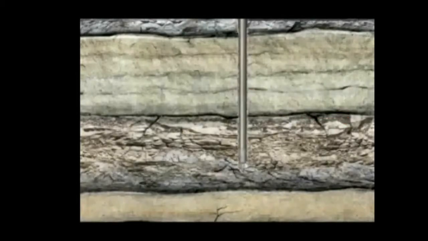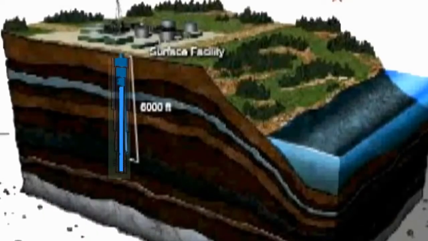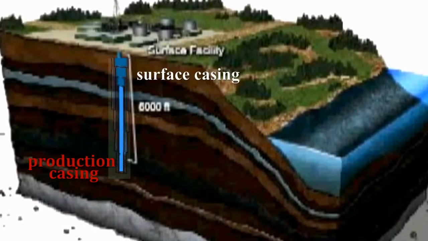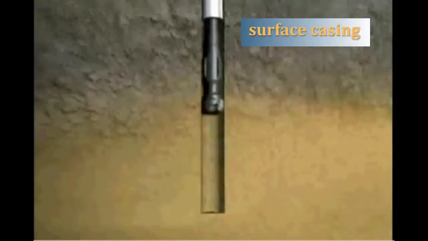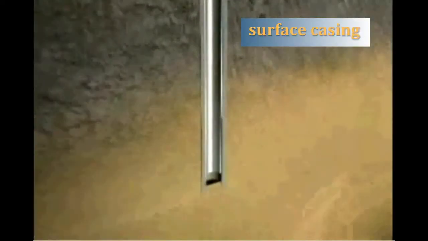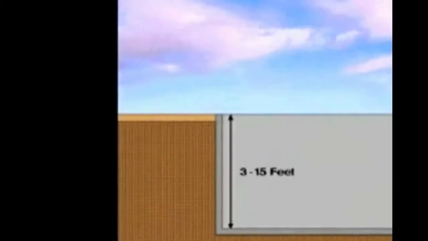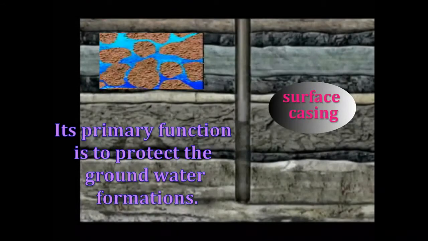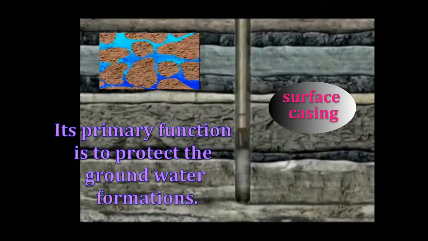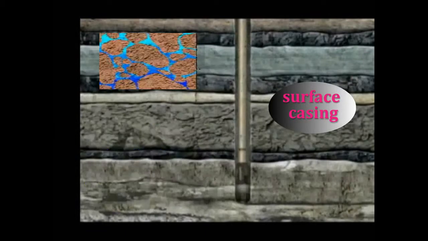It is sometimes easy to confuse the function of production casing with those of surface or intermediate casing. Let me explain. Surface casing, for example, is the first casing string to be run when the well is first drilled. As the name implies, this surface casing sits at the top part of the well and is attached to the wellhead. Its primary function is to protect the groundwater formations from contamination.